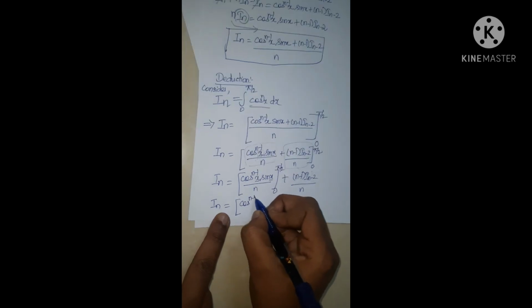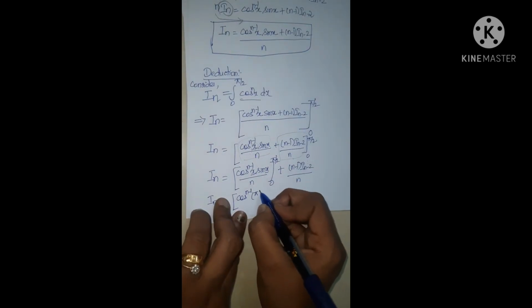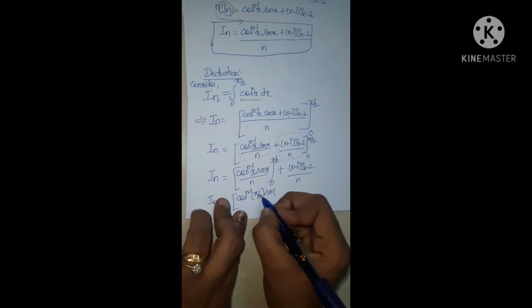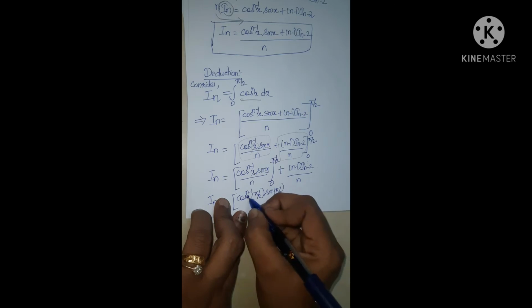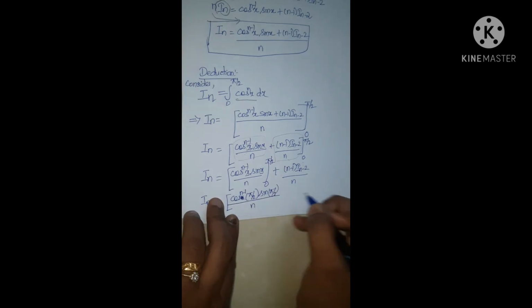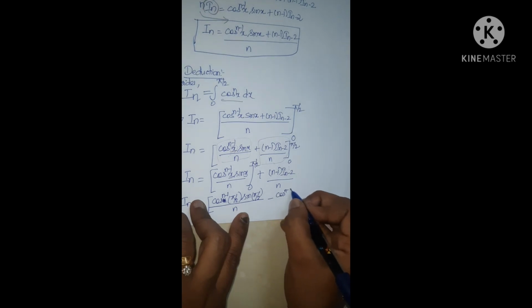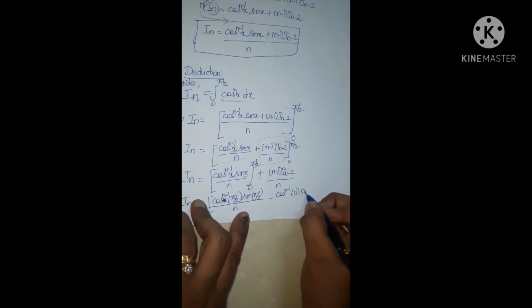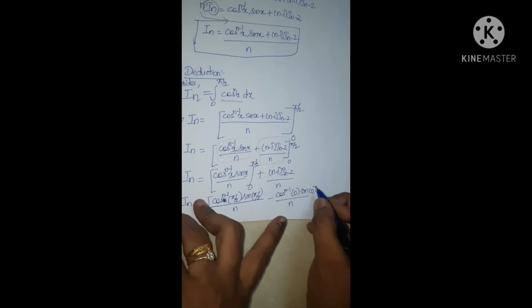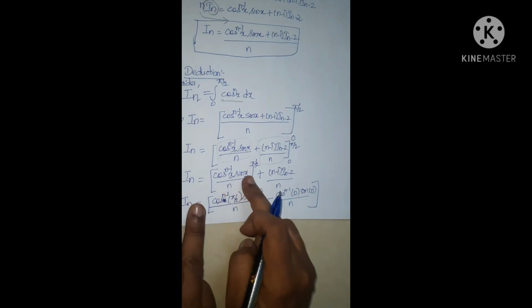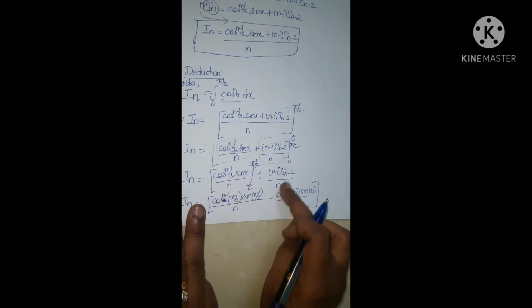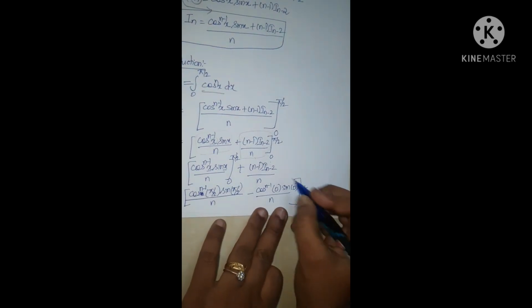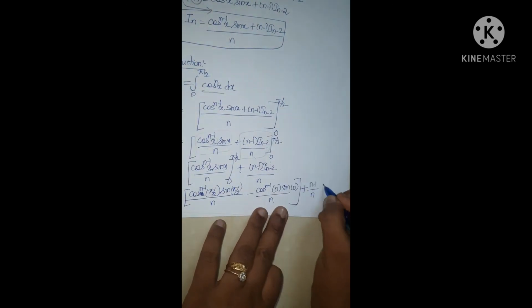So cos^(n-1), upper limit is pi by 2, sin pi by 2, divided by n, minus lower limit cos^(n-1) 0 sin 0 by n. So in the place of x, the upper limit I have substituted separately, minus in the place of x, the lower limit separately I have substituted, plus the second part of the function, (n-1)/n I_(n-2).